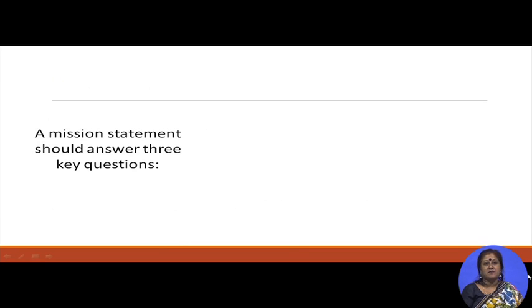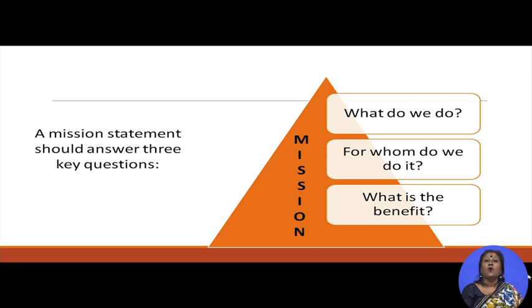A mission statement should answer 3 key questions. What are those questions? What do we do? For whom do we do it? And where is the benefit?